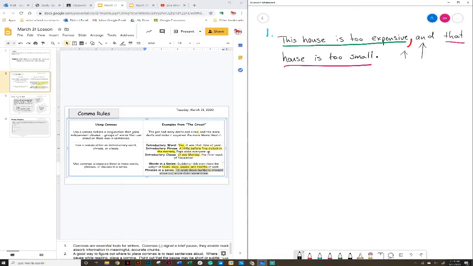All right, so next we're going to use a comma after an introductory word, phrase, or clause. So introductory word, let's start with that first.